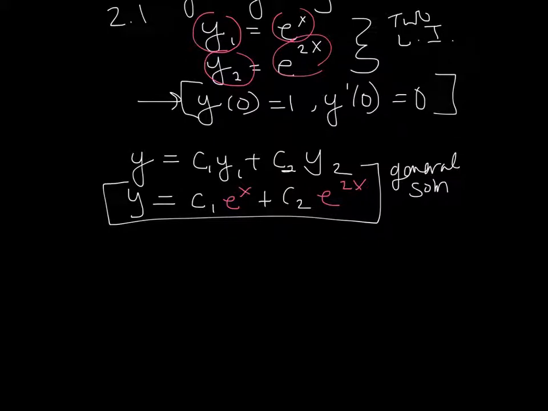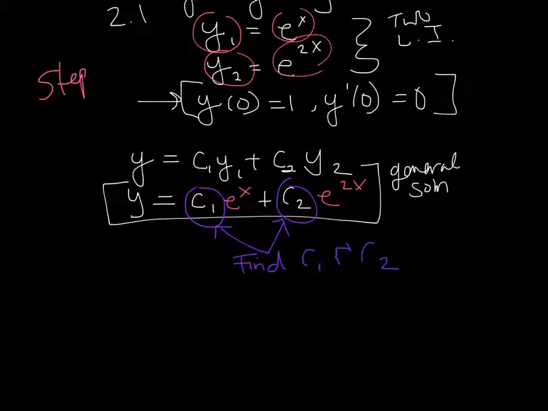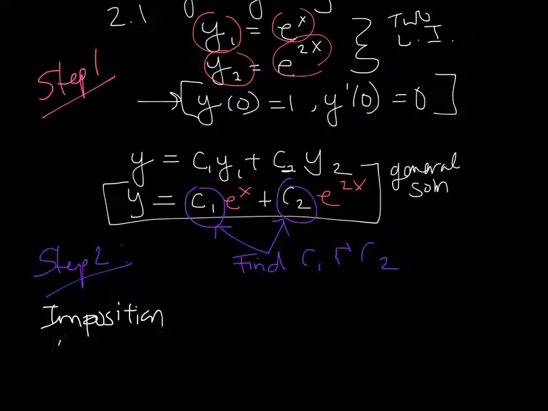We just have to find C1 and C2, right? That's our next step. So find C1 and C2. So this was step 1, and this is going to be step 2. Okay, so let's do our imposition of initial conditions.